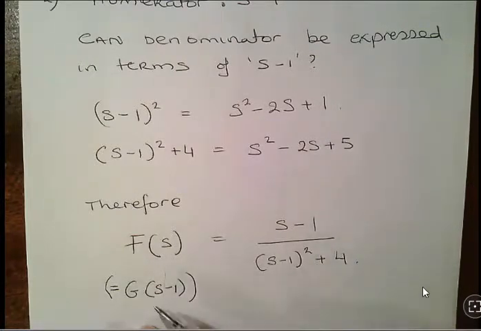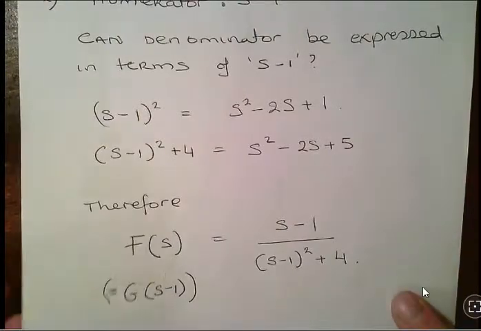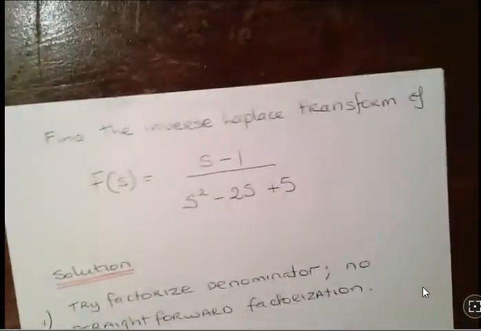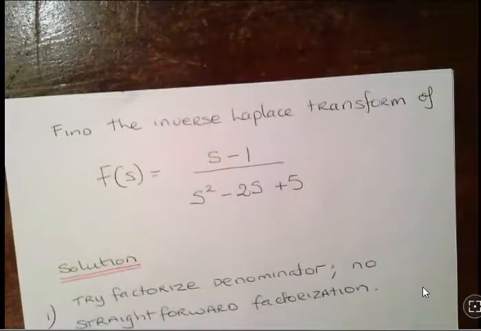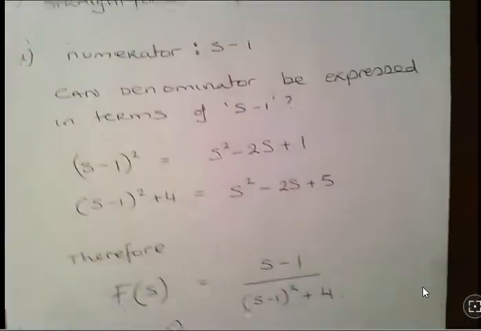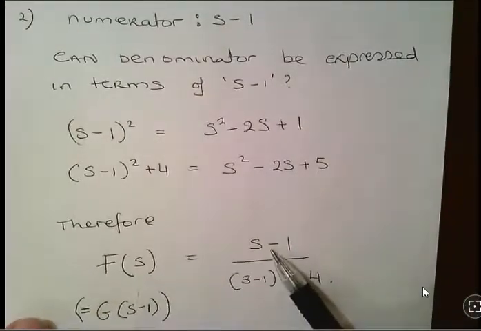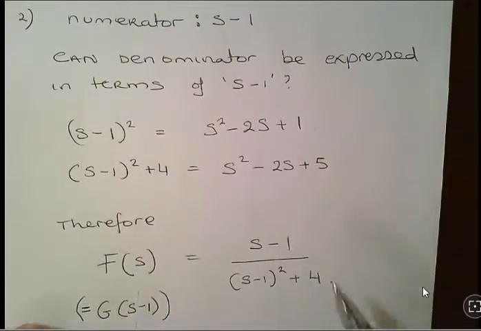Now I'm going to re-express that. I'm going to leave it as f of s, but I'm also going to re-express this as another function, g of s minus 1. The reason I'm using g is just not to get it confused with f. That's the only reason. If this is g of s minus 1, what is g of s?